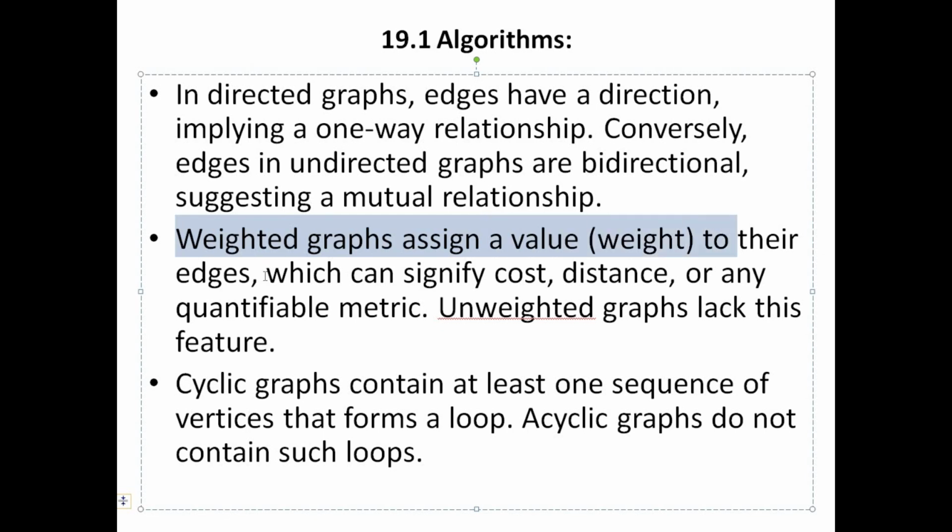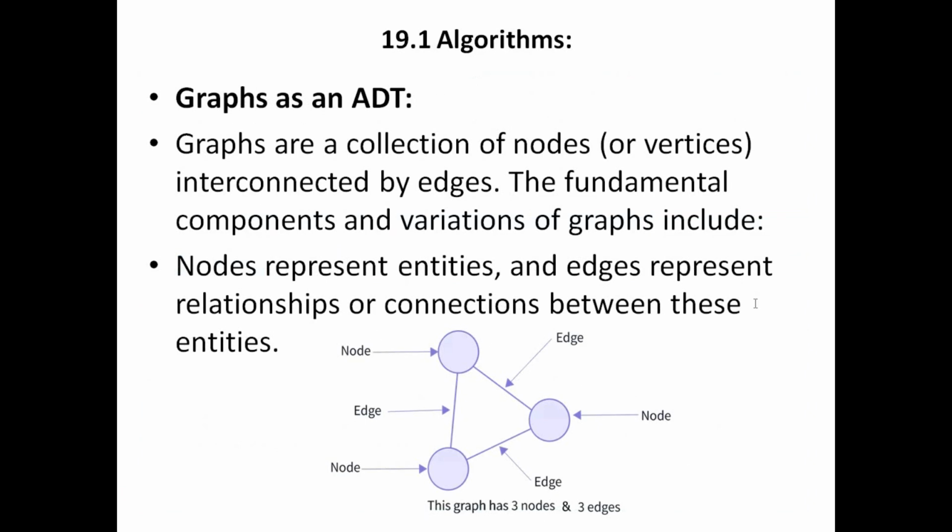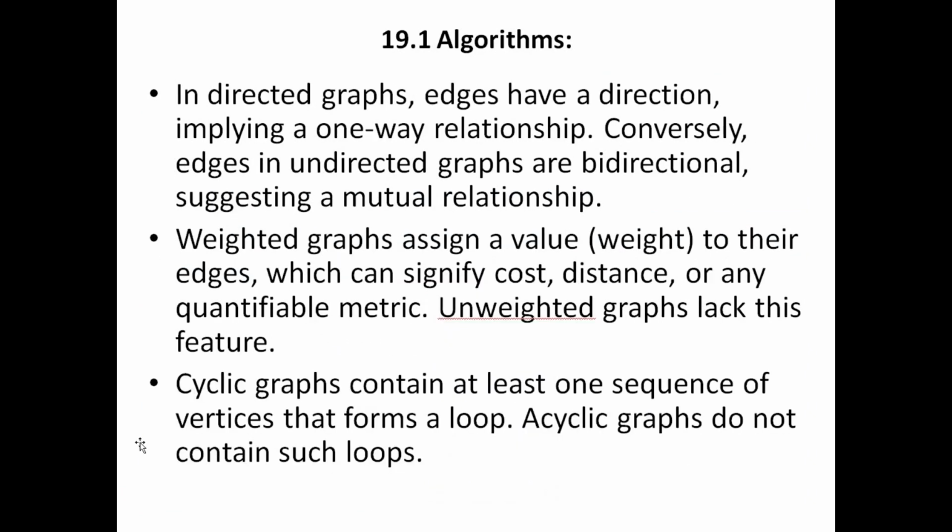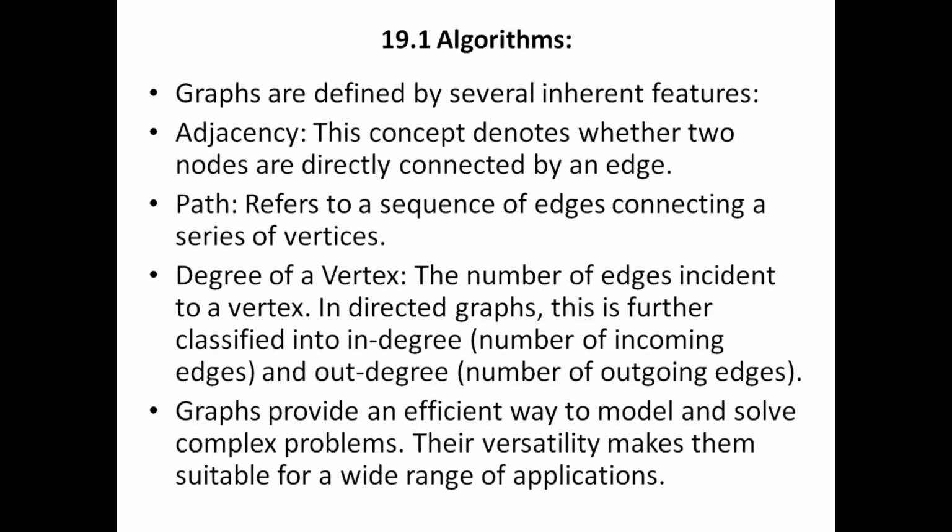Weighted graphs assign a value to their edges, whereas unweighted graphs don't have that. Cyclic graphs contain at least one sequence of vertices that form a loop, just like this. Acyclic graphs do not contain loops, they just carry on.